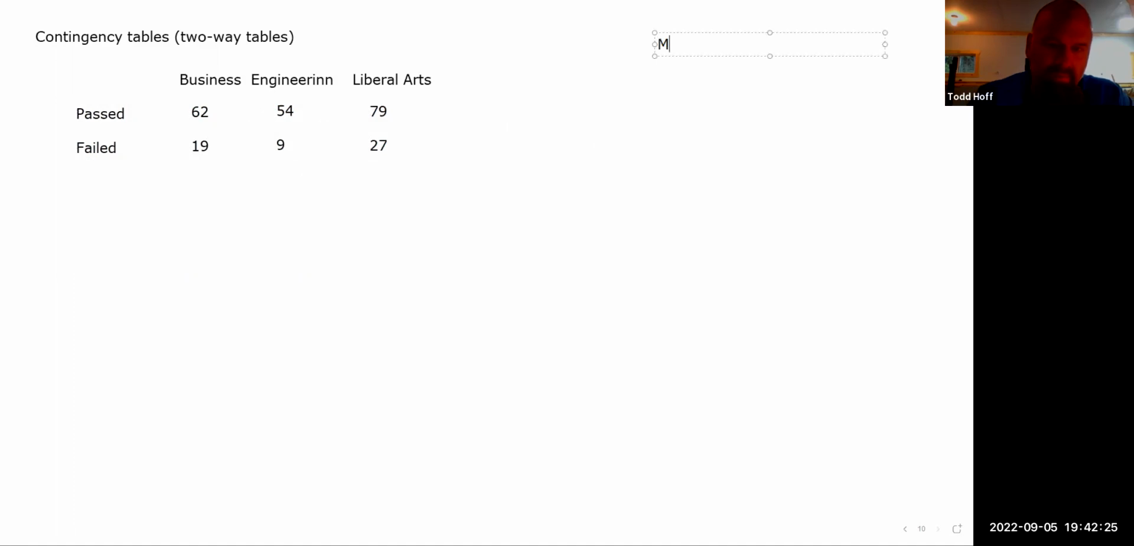To work with this, we must have row and column totals. So let's do row totals. Well, let's see, that is 195 it looks like, and 55. Then we need column totals.